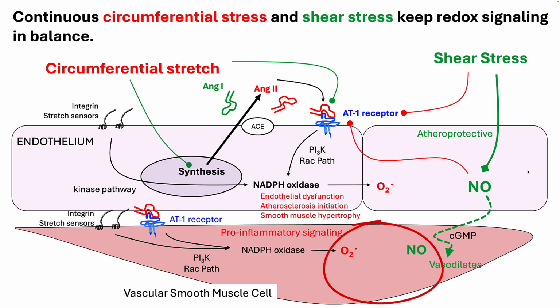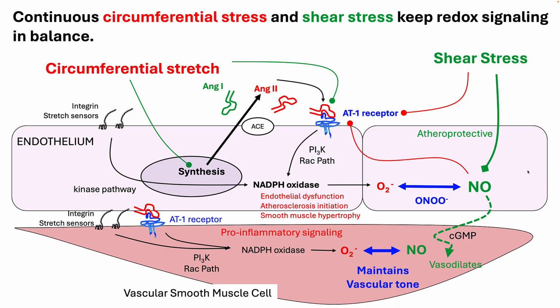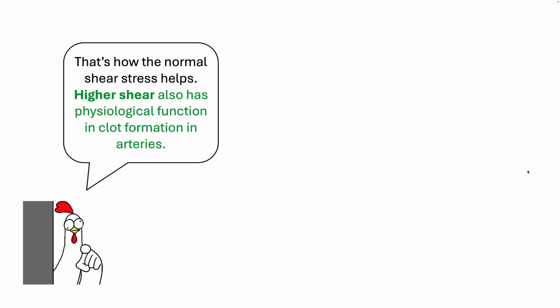Shear stress, on the other hand, inhibits the AT1 receptors. The free oxygen radicals will neutralize the nitric oxide, and the combination of these two therefore maintains your vascular tone. So that is how the normal shear stress helps.